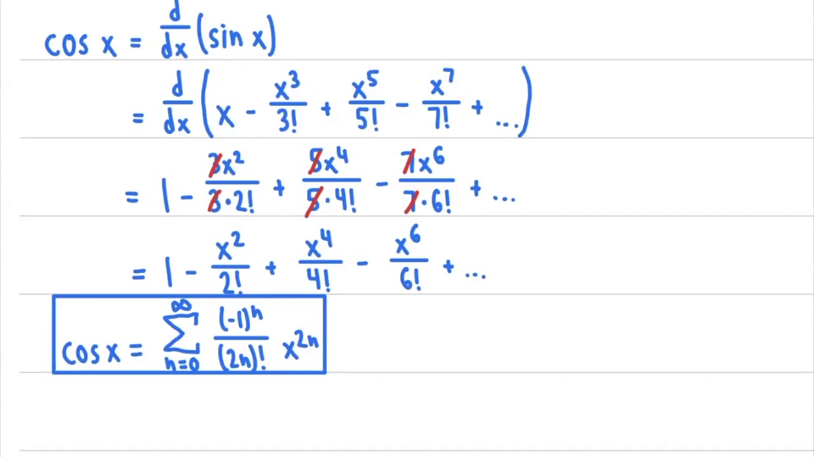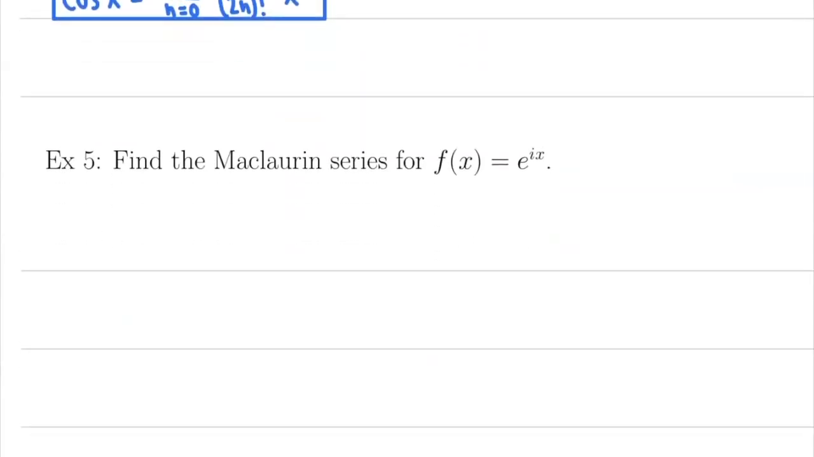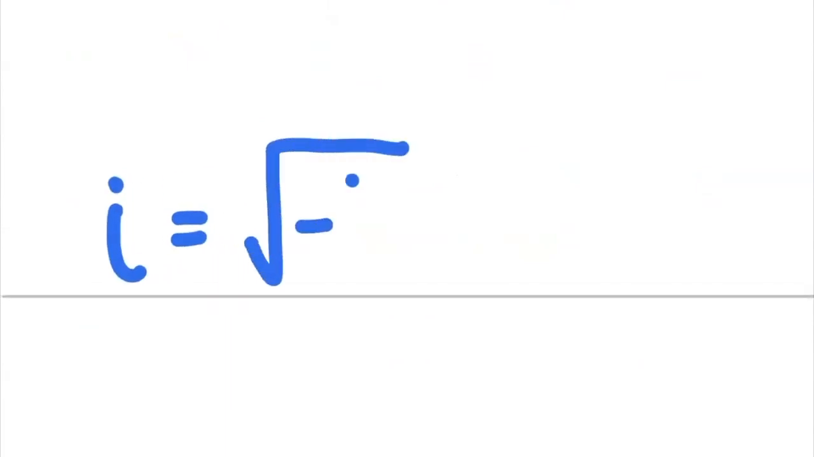So we're going to take a look at a problem that relates these three wonderful functions. The next problem is: find the Maclaurin series for f of x equals e to the power of ix. Before I start this problem, I'm going to review some stuff about imaginary numbers. So we know that i is the square root of negative 1. It's the building block of all those imaginary numbers.